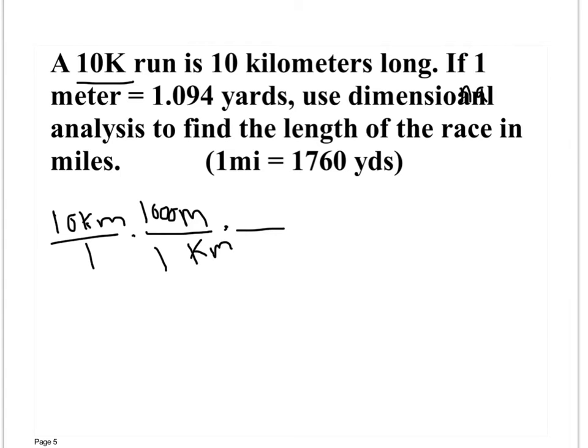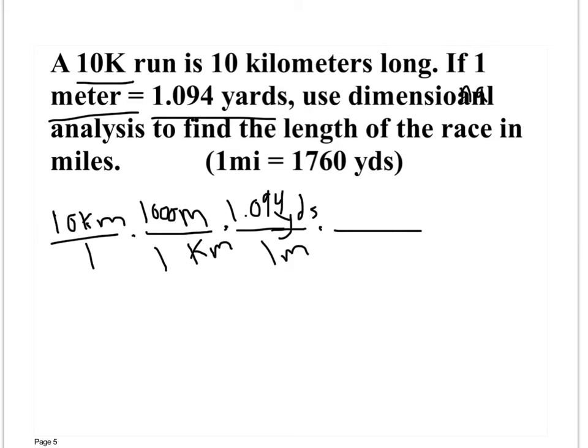Then what we do, we times by another conversion rate. We know that 1 meter is this many yards. So meter needs to go on bottom. Yards goes on top. 1 meter is 1.094 yards. Then you look to see, have I gotten to where I need to go? I'm changing kilometers to miles. I have not gotten to miles yet.